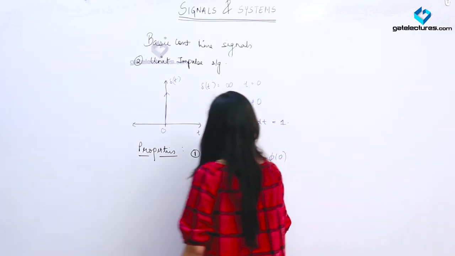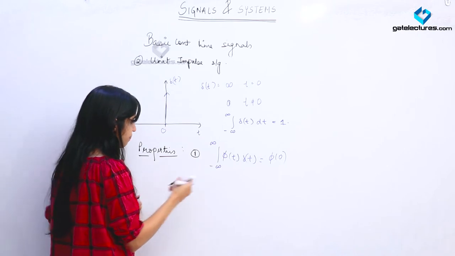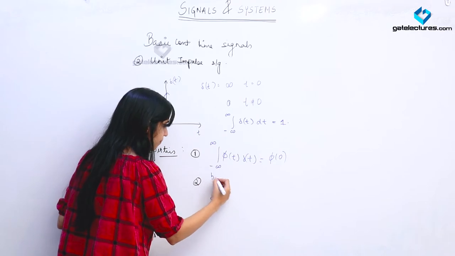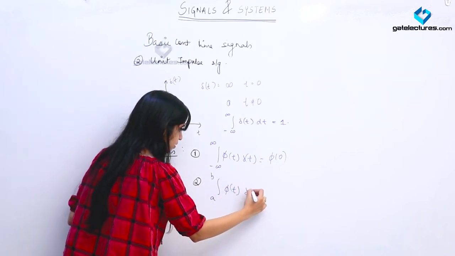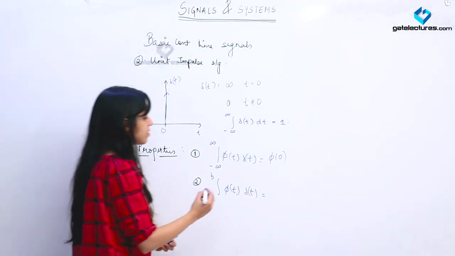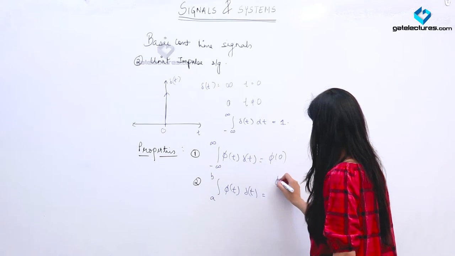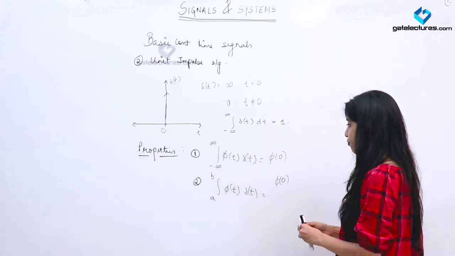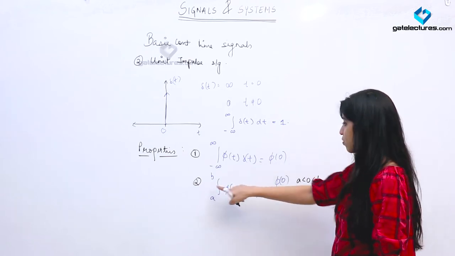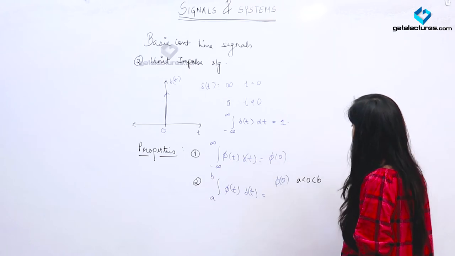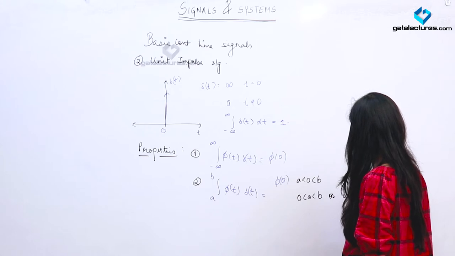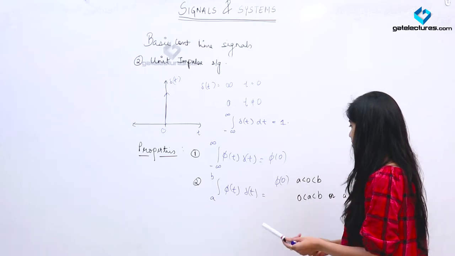And as a generalization of this, if the limits of integration are from a to b, this is going to have the same result, phi of 0, if 0 lies between a and b. If the interval is something like this, not containing 0, then the result is going to be 0.